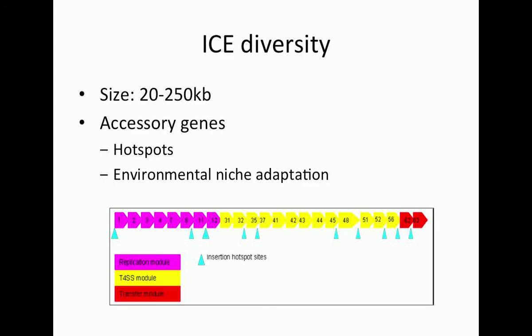The ICEs in the family are enormously diverse in all properties except their core genome. They range in size from 20 to 250 kilobases. And you can see here on this schematic diagram that they have accessory genes inserted at one or more hotspots. This is the schematic of the core genome. All the ICEs have an insertion at least at one hotspot, though none of them have them at all of them. And the accessory genes inserted into the ICEs are as diverse as the hosts in which they're found.